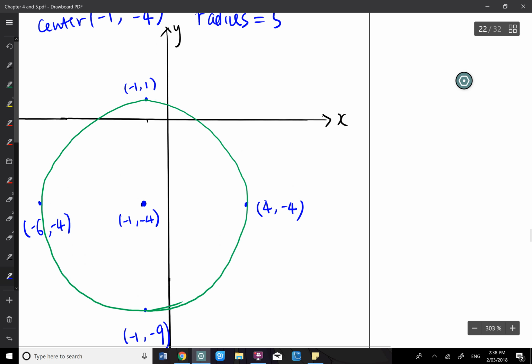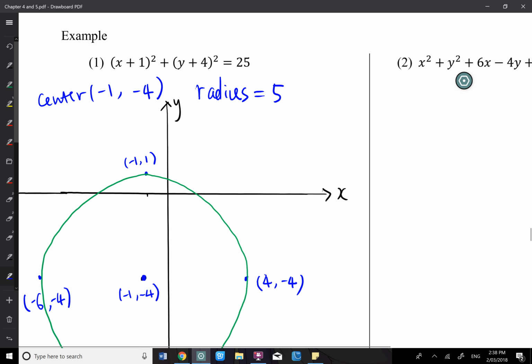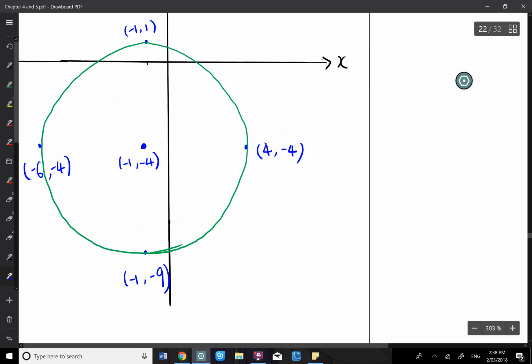An important thing is that we still have x and y intercepts. When we have x and y intercepts, we need to work on them. So we work for the y-intercept first, when x equals 0.